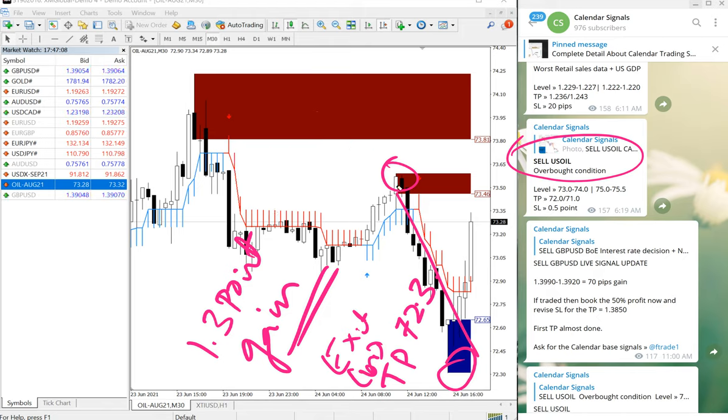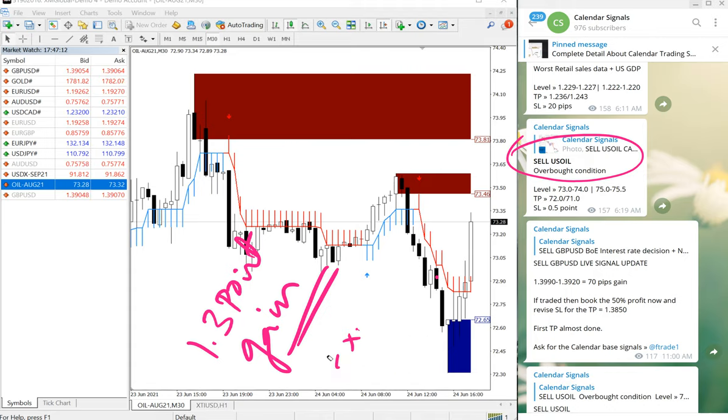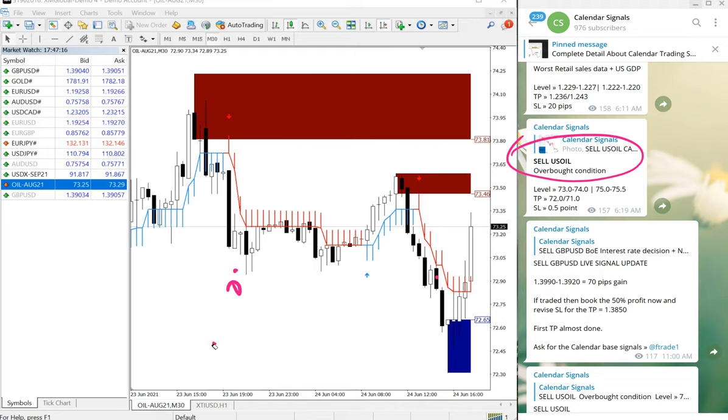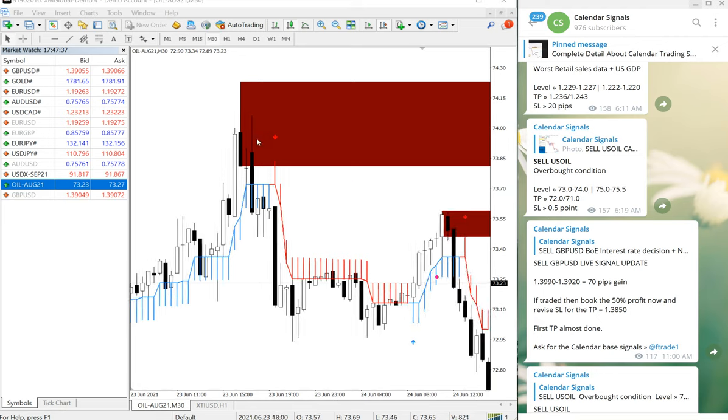So today, the signals we have given, sell GBPUSD and sell US oil, both performed well and moved in our given direction, and gave a profit of 100 pips gain on the GBPUSD sell signal and 1.3 point gain on the sell US oil signal. So that is the performance as of now.